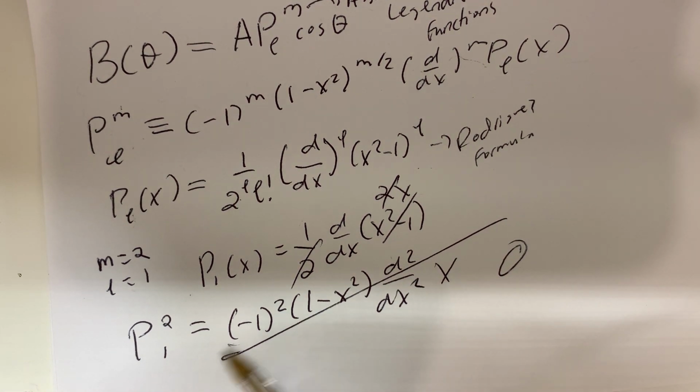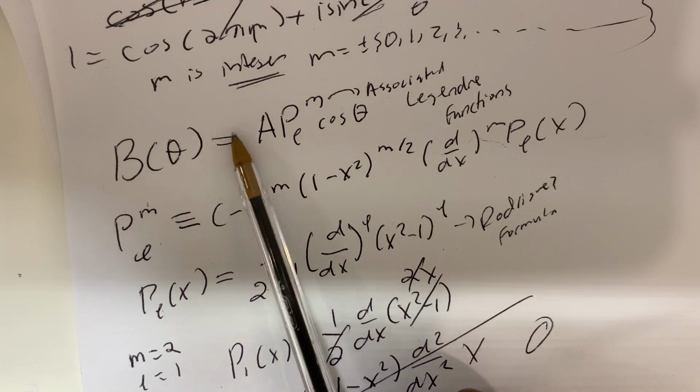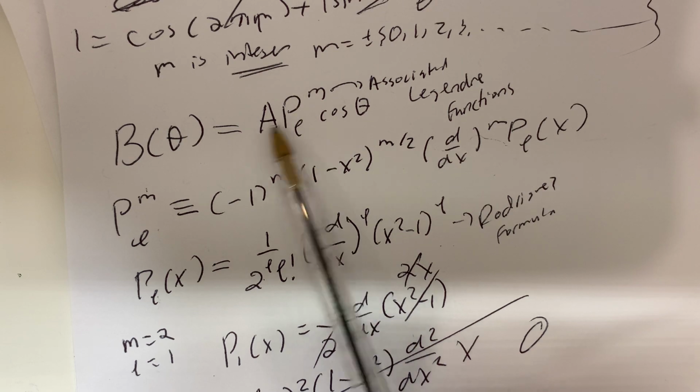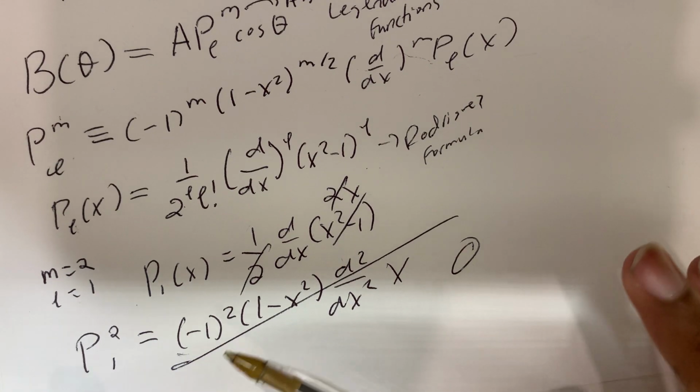So that's an example of this thing in action. Then B of theta. Plug 0 in here. B of theta is 0. A is just some normalization constant that we get to normalize. Okay, so that's what we have so far.